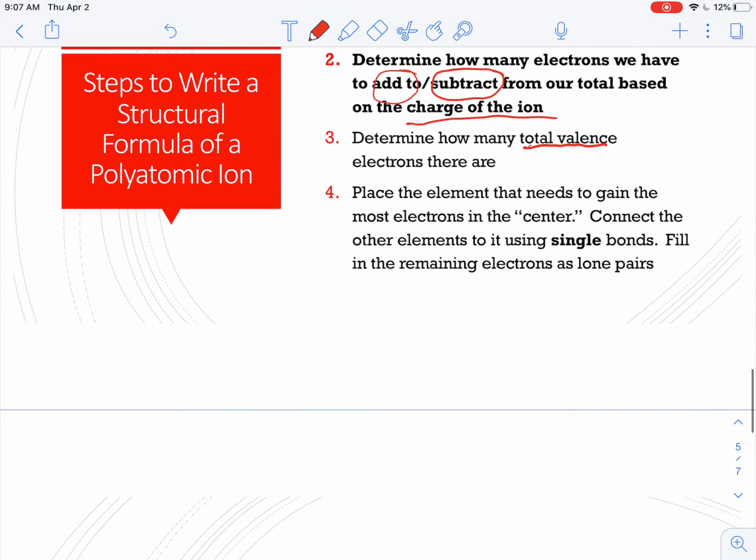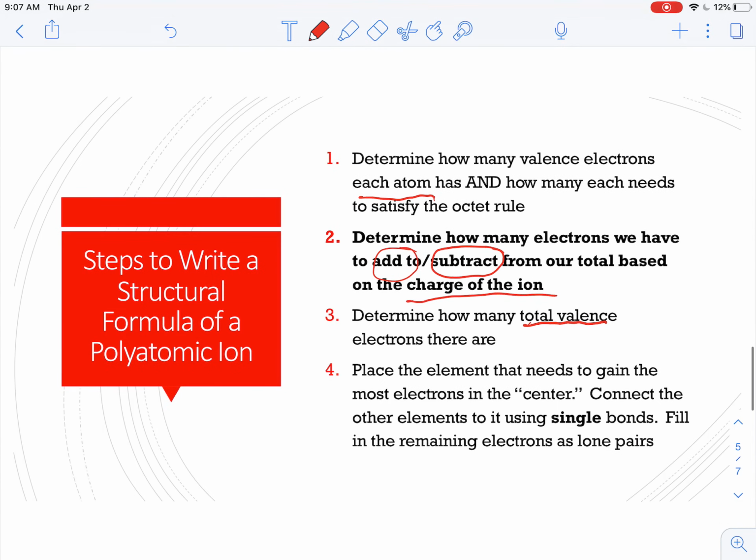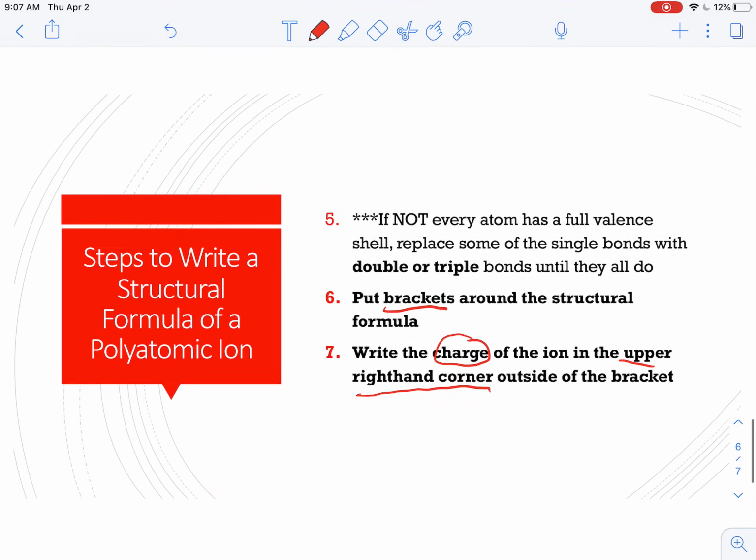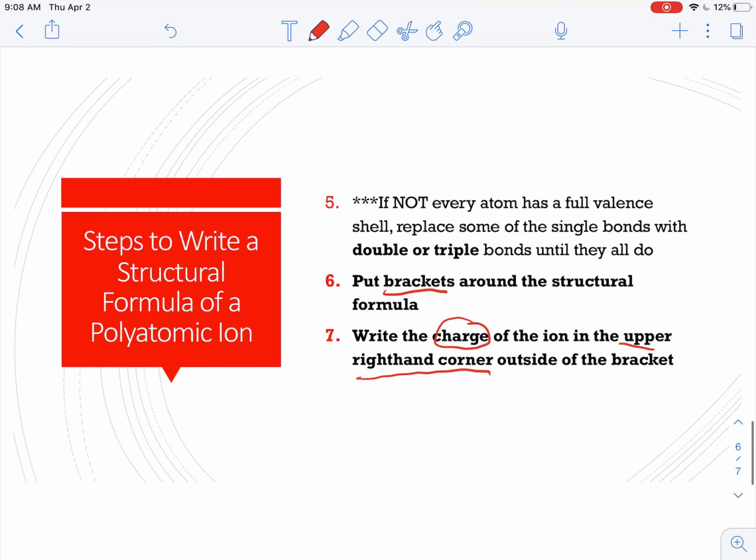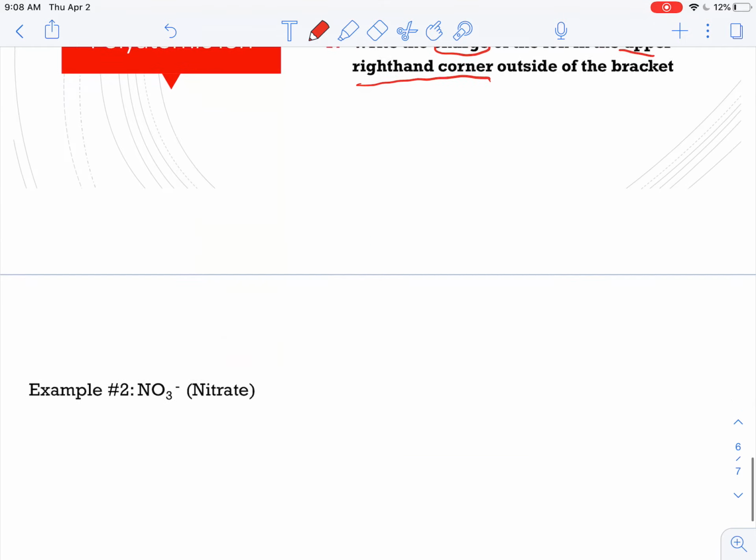So really, when we think back to the rules, the only thing we're changing is that we have to factor in that there are going to be additional electrons or fewer electrons due to the charge. We want to put a bracket around our final formula, and put the charge in the upper right-hand corner.